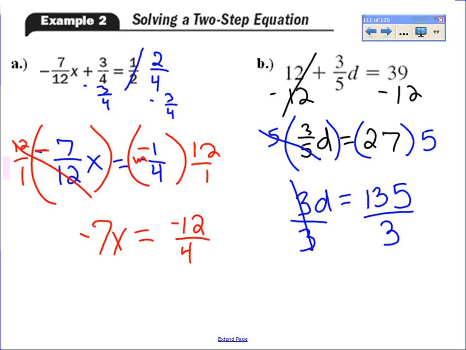Ben, what is our answer? Good. D is equal to 45. And as always, to check this, you can take your answer, plug it back into the equation, and use your calculator to see, is 39 equal to, is this side also 39? And yes, I promise you it works. They are equivalent. That is the answer.